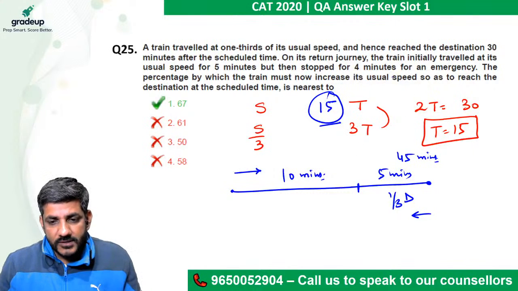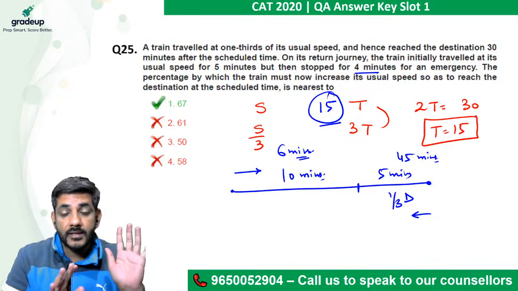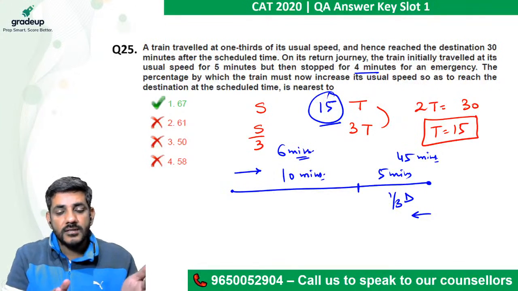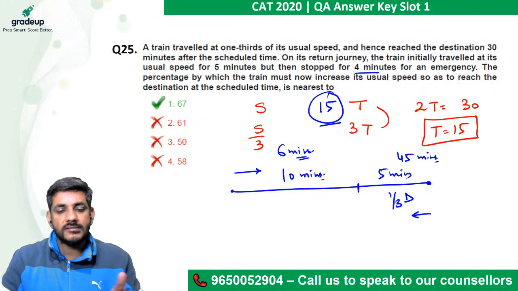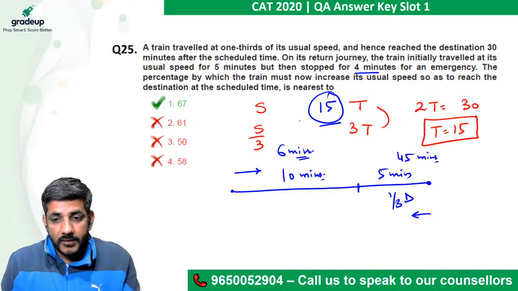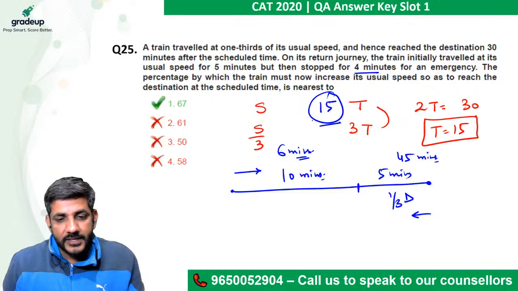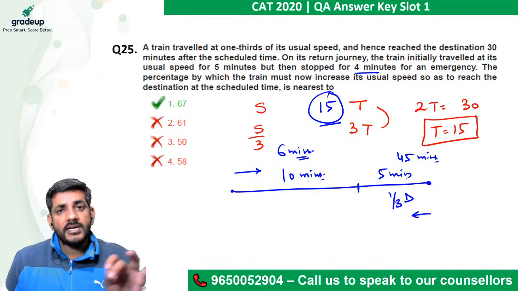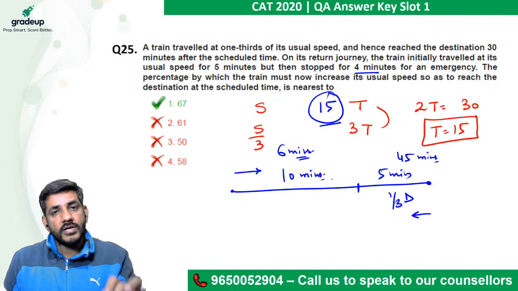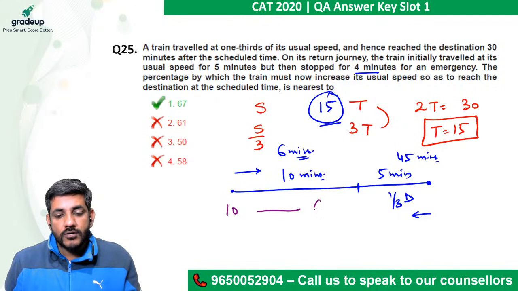But then it stopped for 4 minutes for an emergency. So now the train is left with only 6 minutes if we want to reach at the scheduled time. You have traveled for 5 minutes, 10 minutes is remaining, but 4 minutes is the stoppage time for some emergency. So 6 minutes are remaining. The percentage by which the train must now increase the usual speed so as to reach the destination on time is nearest to. So you could have taken 10 minutes, but now you want to take only 6 minutes. So your time has reduced from 10 to 6.